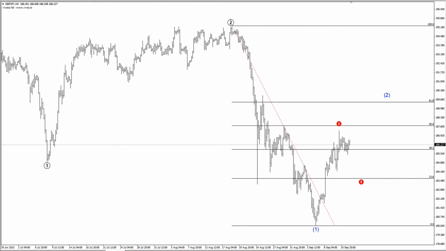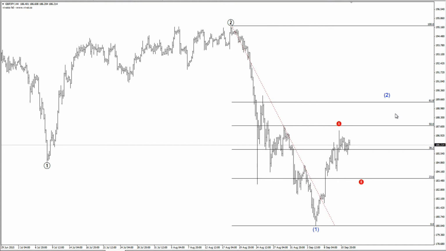Okay, key levels on Pound Yen: 187.665 is the next resistance, 185.87 is the next support. So a decline towards 184 levels is expected, and then the C wave of this correction to the upside towards 190 levels, 189.5 levels, which is the 61.8% Fibonacci level.